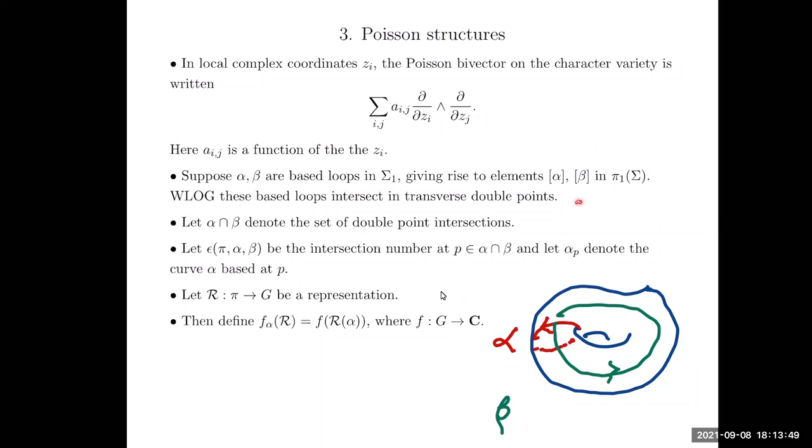Let's assume that these based loops intersect in transverse double points. So I've drawn here what happens for the torus with no boundary components. So there are two loops, alpha and beta. And they intersect only once.